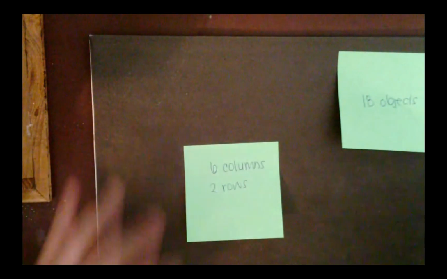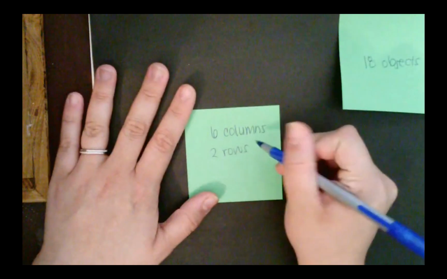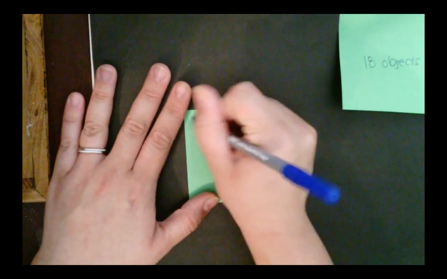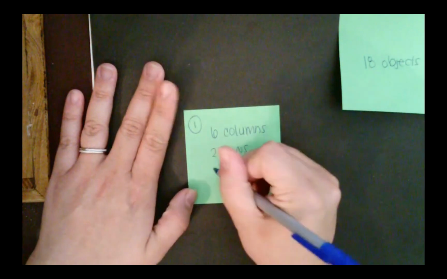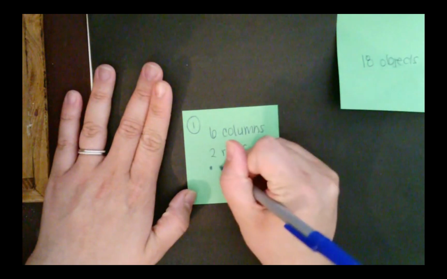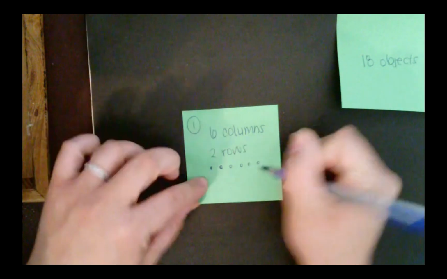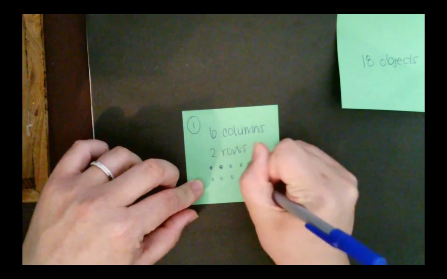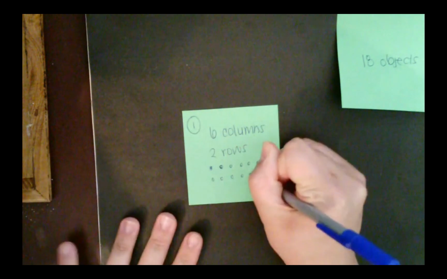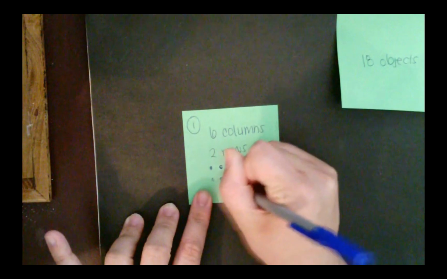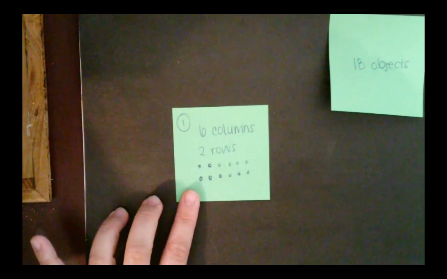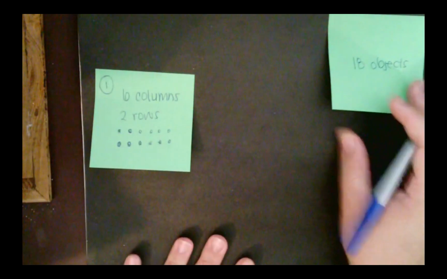If you don't have objects to use, I want you to draw your array. So here's the first example. This was number 1. 6 columns and 2 rows. So what I'm going to do is draw my array. 1, 2, 3, 4, 5, 6, and I need 2 rows. 1, 2, 3, 4, 5, 6. Take a picture of it and submit it.